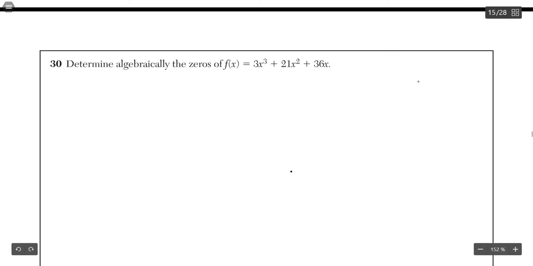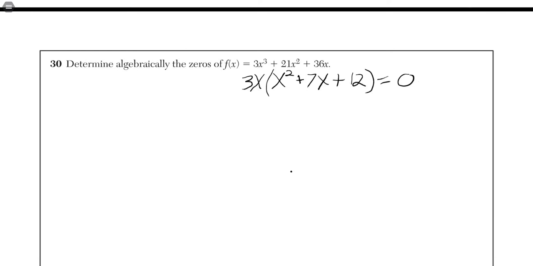So we can factor out the greatest common factor, which would be 3x, times, factoring out a 3x, we get x squared plus 7x plus 36x divided by 3x is 12, equals 0. Okay, so that's greatest common factor factoring, first step. Next up, we're going to want to factor this.